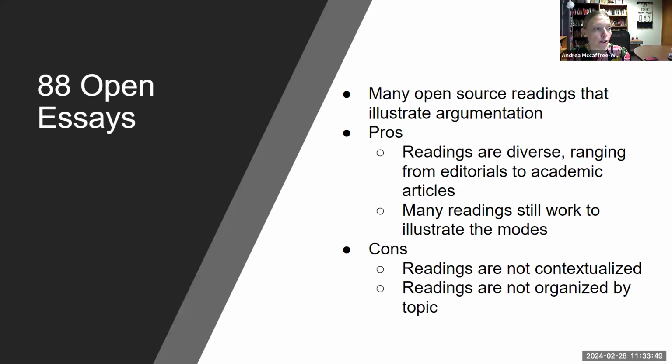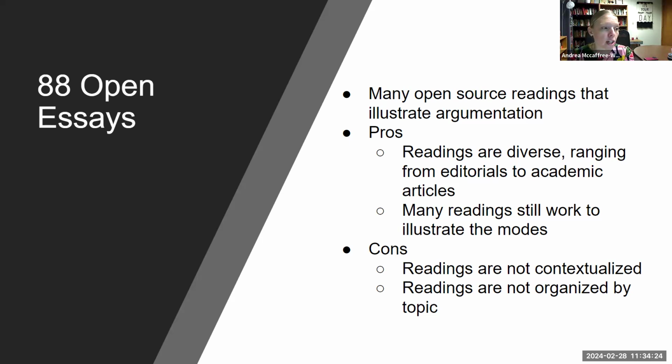And then 88 Open Essays. This is one that we used to build our reader. This has lots of different open source readings that illustrate argumentation. This one is not organized by topic or anything like that. It's just a collection. And this was really helpful for me when we started putting together our reader, because it will tell you where it was published. So even if you don't like that essay, you can backtrack, because now you have yet one more title of an open source publication that you can then use different articles from.